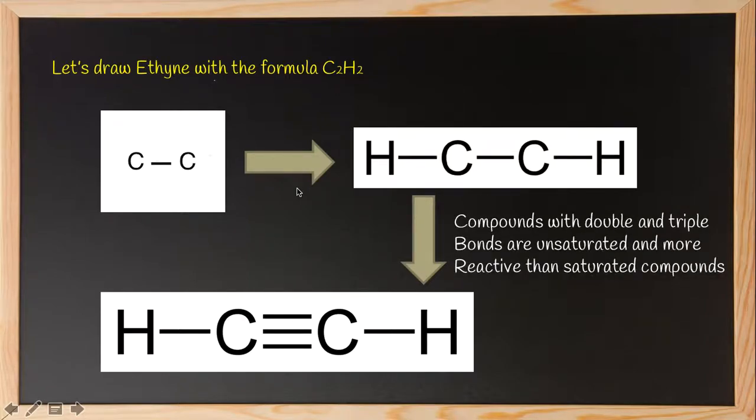Compounds with double and triple bonds are unsaturated, as we already know, and they are more reactive than saturated compounds. In the previous slide, we discussed that saturated compounds are less reactive, but these unsaturated compounds, which have double and triple bonds, are more reactive when compared to saturated compounds.